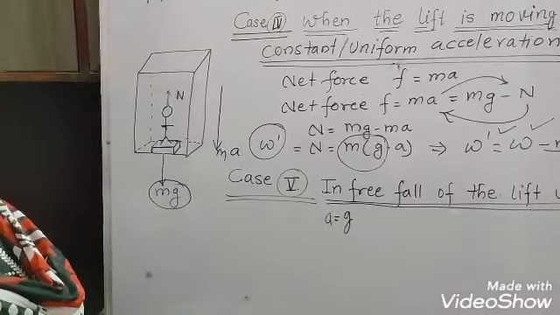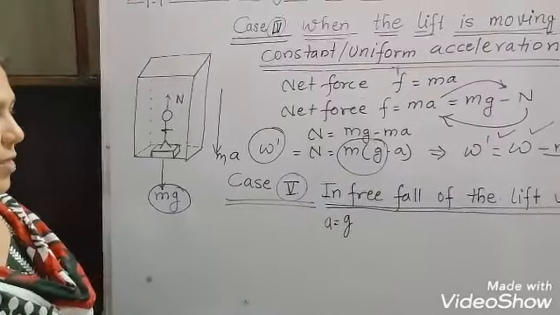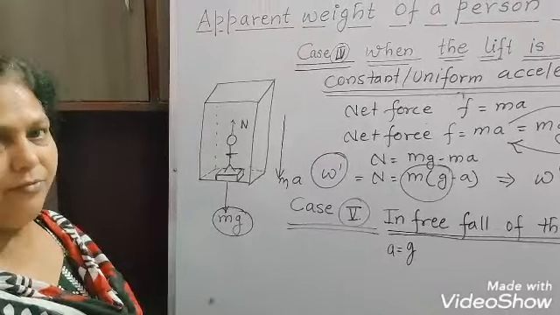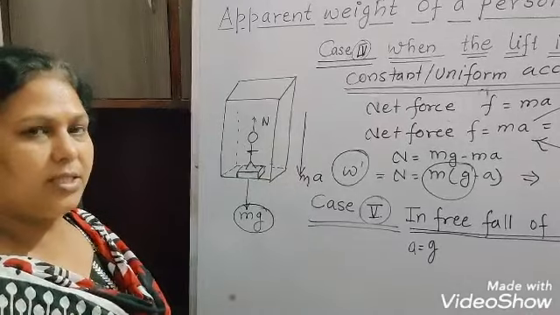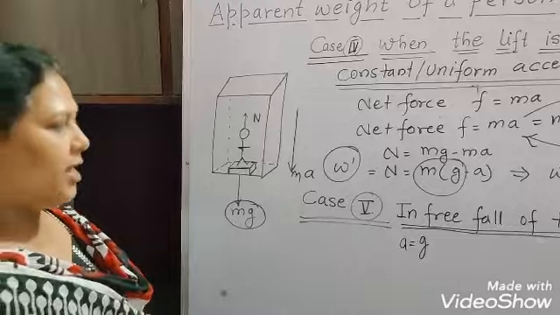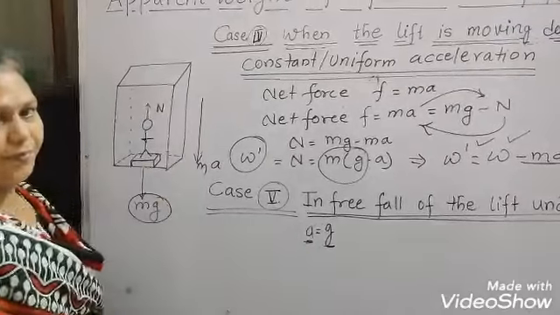Now we'll see the fifth case, in free fall of the lift. In free fall of the lift means suppose the mechanism fails, or automatically the lift is falling with the acceleration that is the acceleration due to gravity. So that means a is equal to g here.